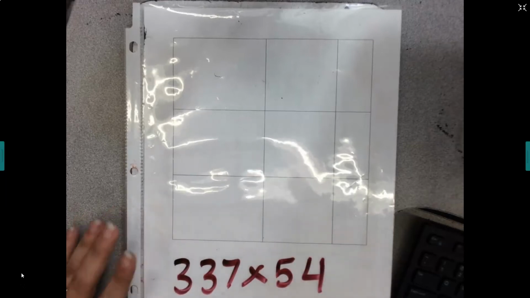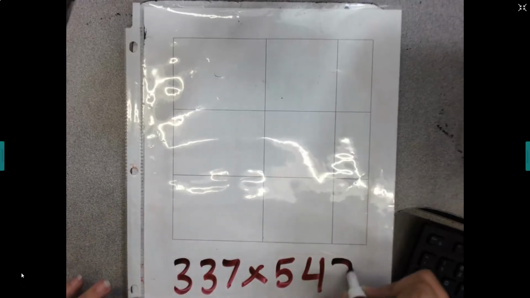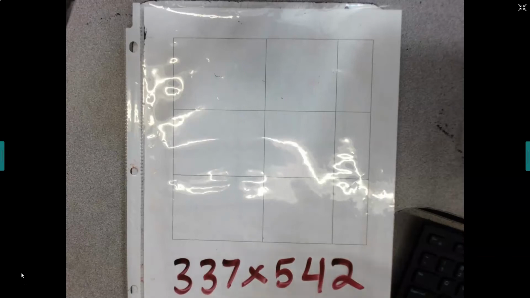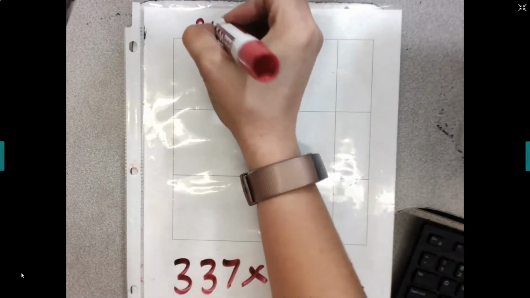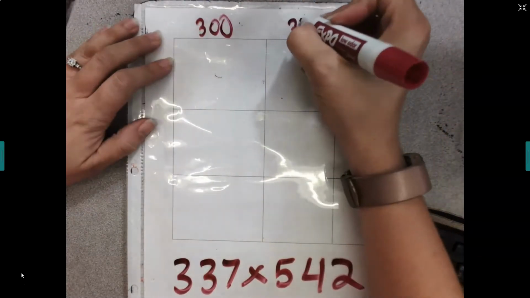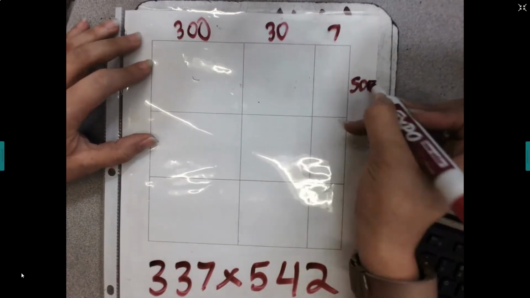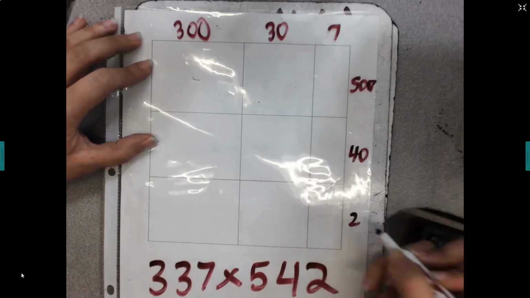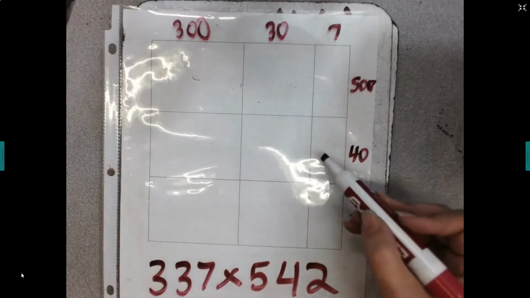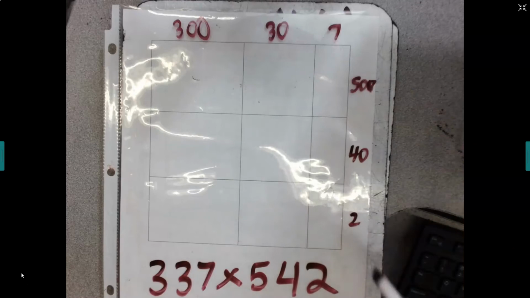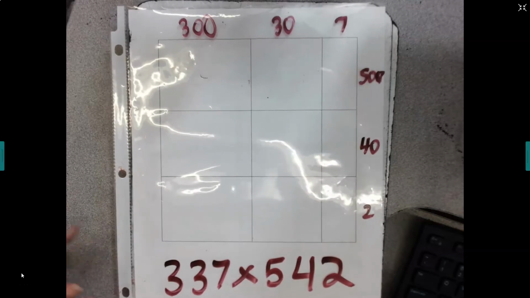Okay, so I'm going to be doing 337 times 542. I split both of my numbers, 300 plus 30 plus 7, 500 plus 40 plus 2. Okay, you can see that the rectangles get smaller as the numbers get smaller as well. Okay, so remember from the last few videos, we're going to be looking up, then over to remember what to multiply. Okay.